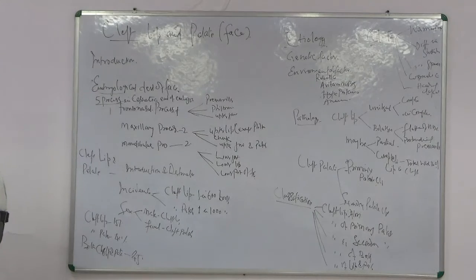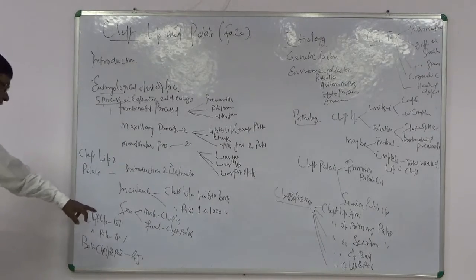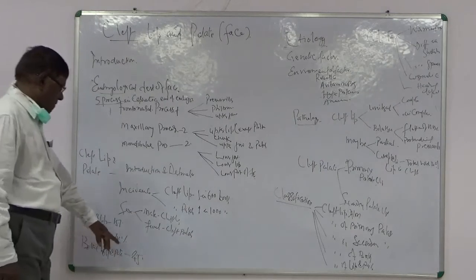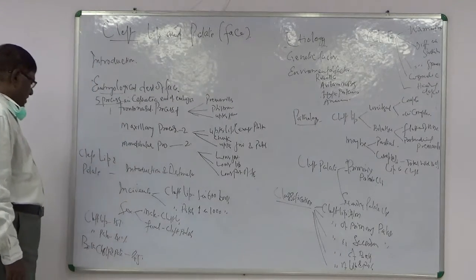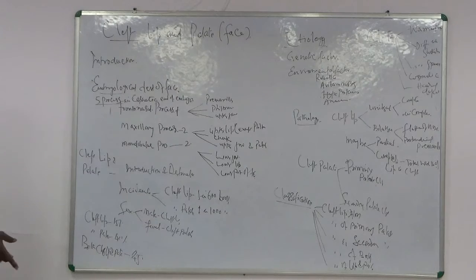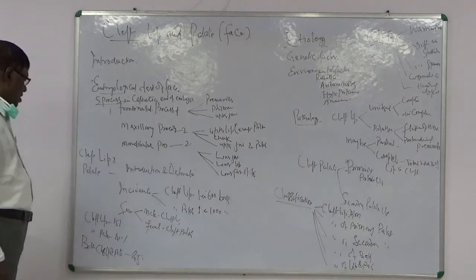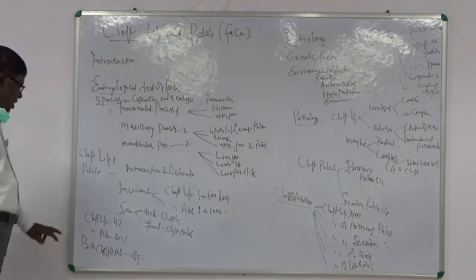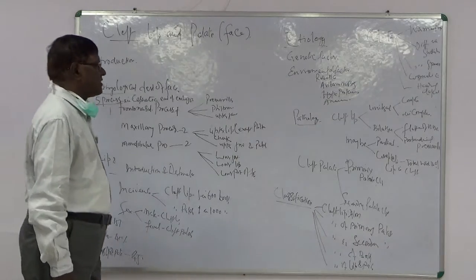Now if you enumerate the incidences of cleft lip and cleft palate, you can say that the cleft lip only is 5% of all these congenital anomalies, and it is more common in male. The cleft palate only is 40%, and it is common in female. Both cleft lip and palate together is 45%. So the cleft lip is more or less associated with cleft palate also, and this combined incidence is the highest.